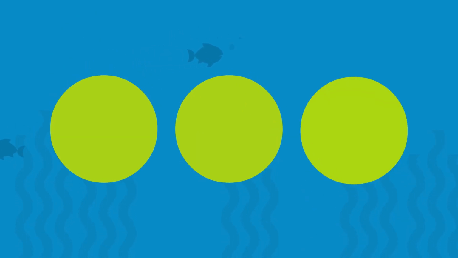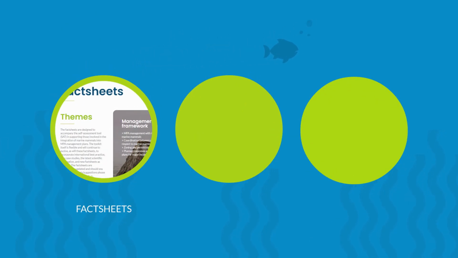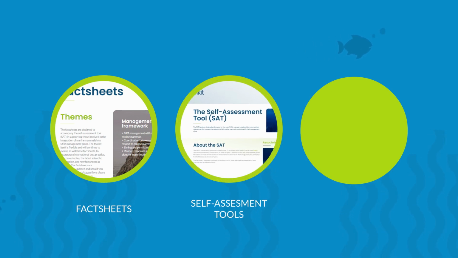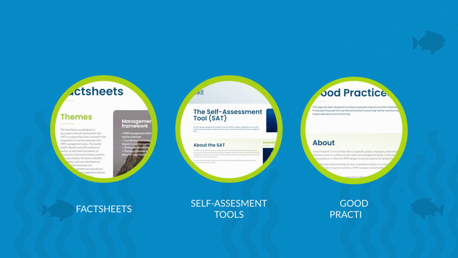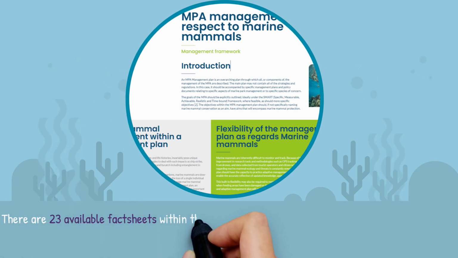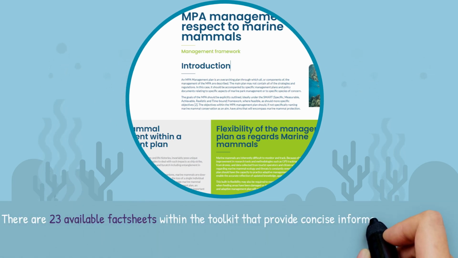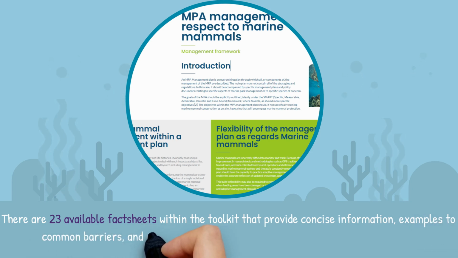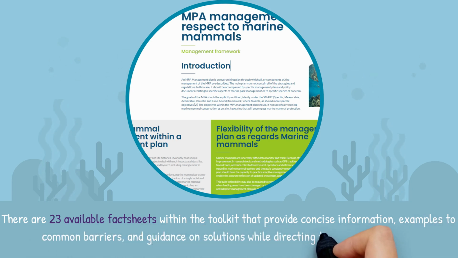The Marine Mammals Management Toolkit contains 3 key components: fact sheets, self-assessment tool, and good practices. There are 23 available fact sheets within the toolkit that provide concise information, examples to common barriers, and guidance on solutions while directing to helpful resources.